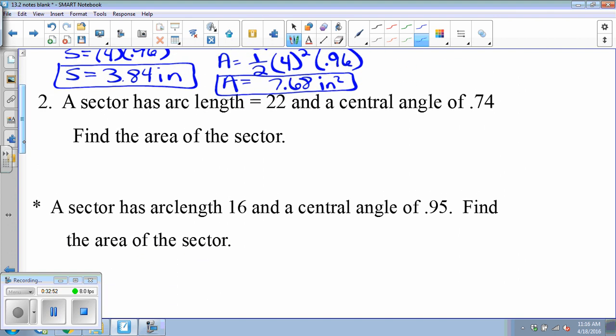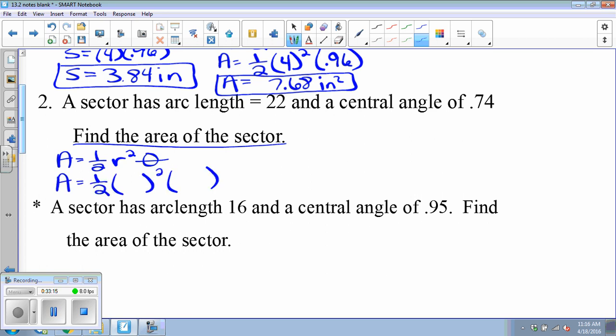Number 2. Look at what it's asking. We have to find the area of a sector. What's the formula for area of a sector? 1/2 R squared theta. Now, let me fill in what we need. So, area equals 1/2. I need the radius, and I need theta. Well, let me see. They didn't give me the radius. I don't know what that is. Do I know what theta is? Yeah. It's 0.74. I don't see a degree symbol, so I know it is in radians.